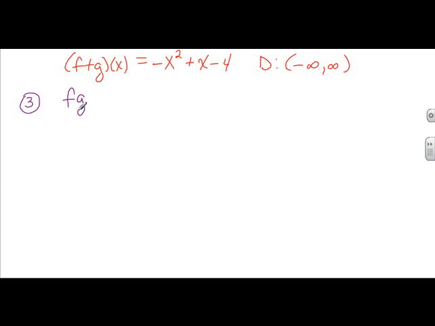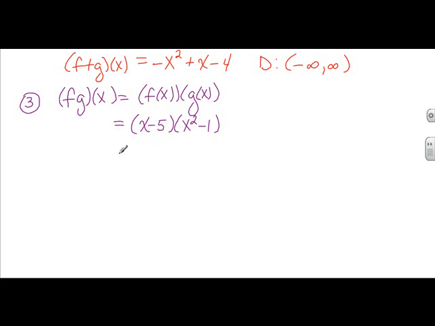If you see something that looks like this, you're asked to multiply function f of x and function g of x together. So f of x is the same as x minus 5, g of x is the same as x squared minus 1. You're multiplying those binomials to get x cubed minus 5x squared minus x plus 5. And that is f times g of x. Domain, all real numbers.